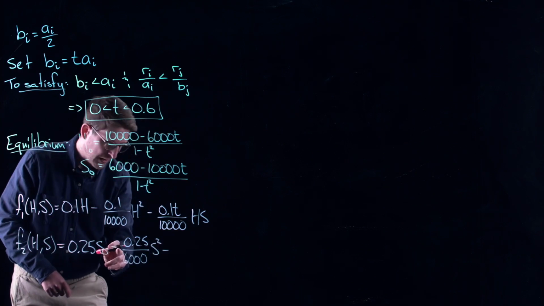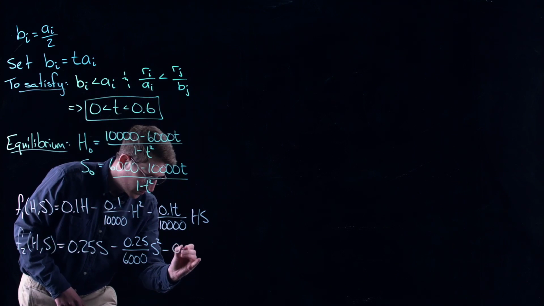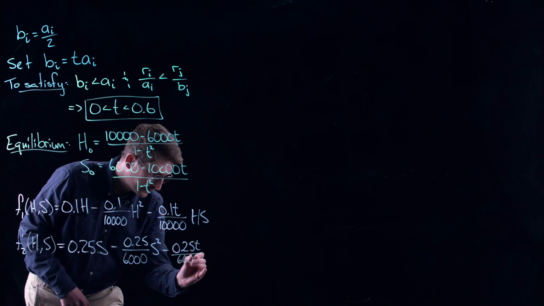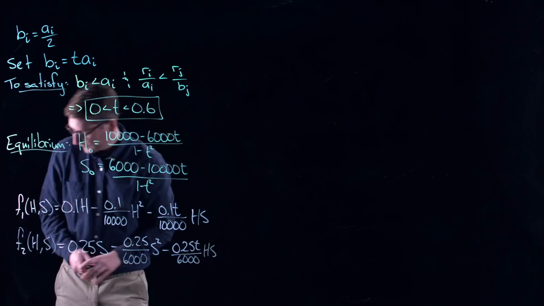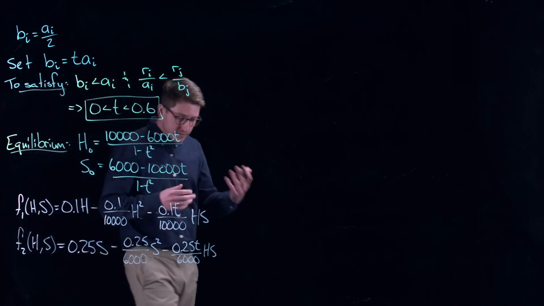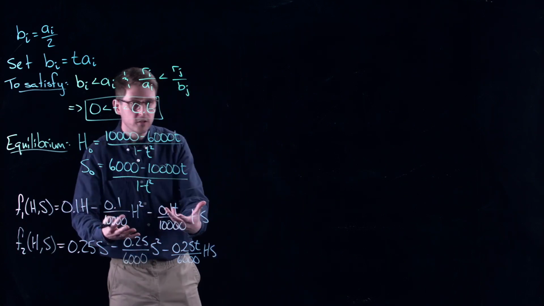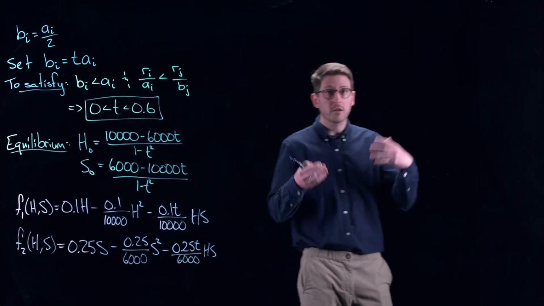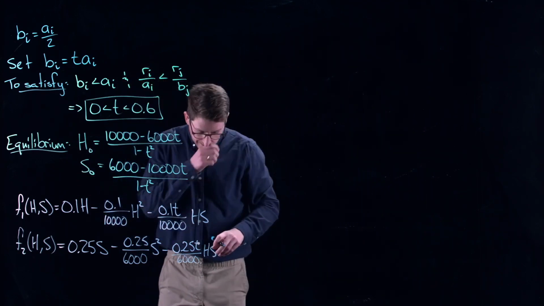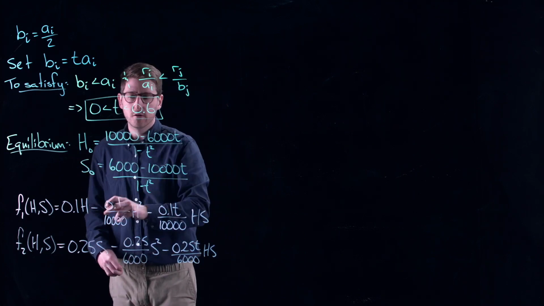And now the predation, or sorry, the b term becomes 0.25 times t, the fraction, divided by 6,000 h times s. So now you're going to repeat the process. It's going to take a little bit of work. You're essentially going to have to find partial derivatives of these things. They're going to include t. It's going to be a pain, but if you want, you can throw it into a computer. You can let it do the work for you. And you're going to evaluate those things at these values right here, h0 and s0.